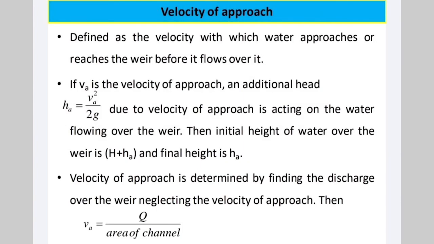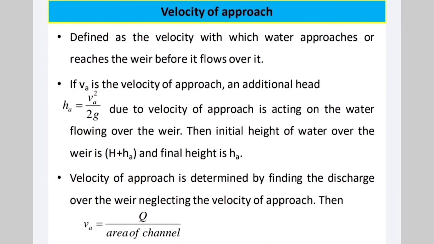Now velocity of approach. Velocity of approach is defined as the velocity with which water approaches or reaches the weir before it flows over it. If VA is the velocity of approach, an additional head HA, which is equal to VA square by 2g, is acting on the water flowing over the weir. Then the initial height of water becomes H plus HA and the final height will become HA.